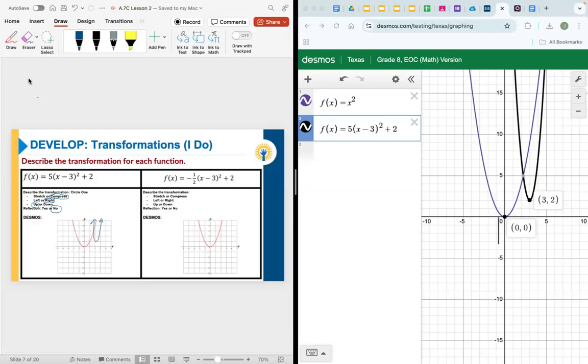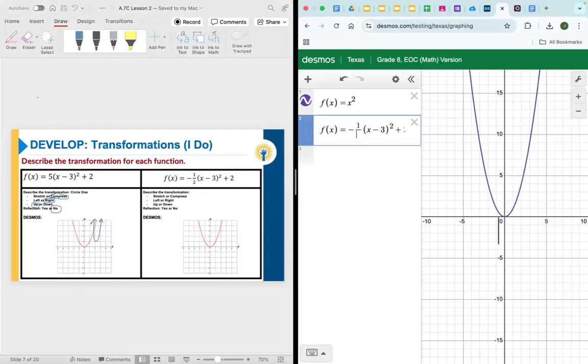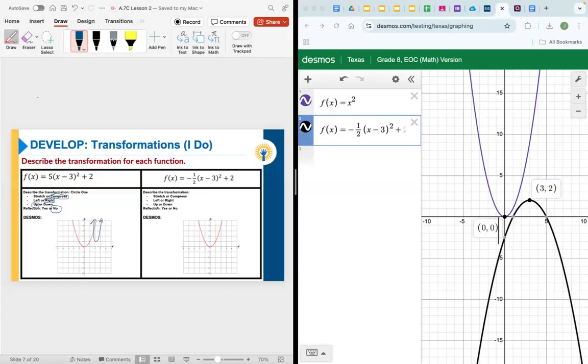Let's look at example number 2. Describe the transformation of f of x. So instead of this 5, I'm going to turn it to negative 1/2. Then I still have x minus 3 squared and a plus 2. There's a few things we have to notice here. From my vertex to my vertex, I can say I went up and to the right. So we're going to go ahead and circle that. We are going up. We are going to the right.